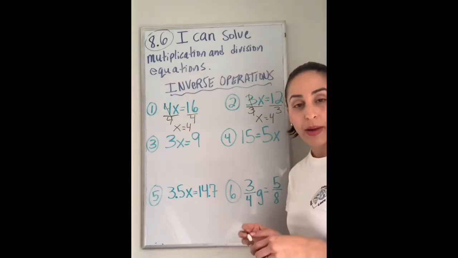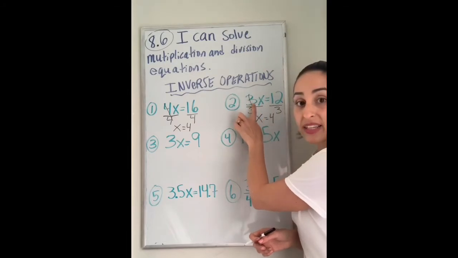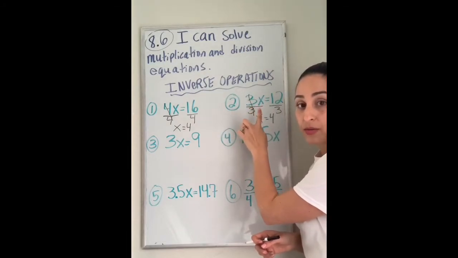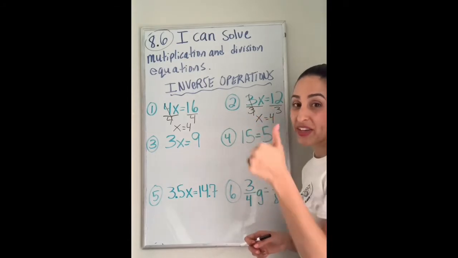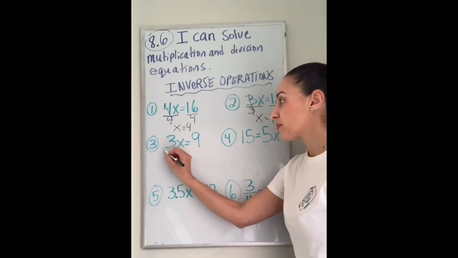How do I double check my work? The way I double check my work is I go back here, 3 times x. X is supposedly 4. So 3 times 4 equals 12. Yes, it does. Check. I got it right. Move on to the next one.